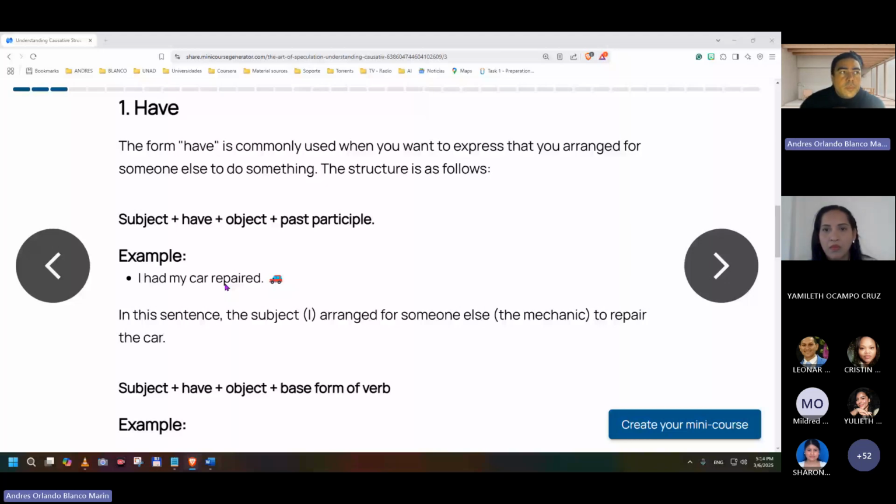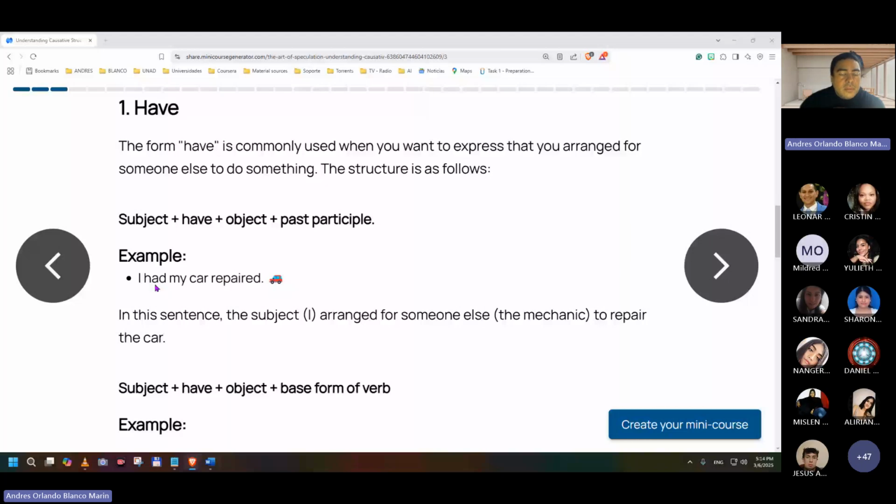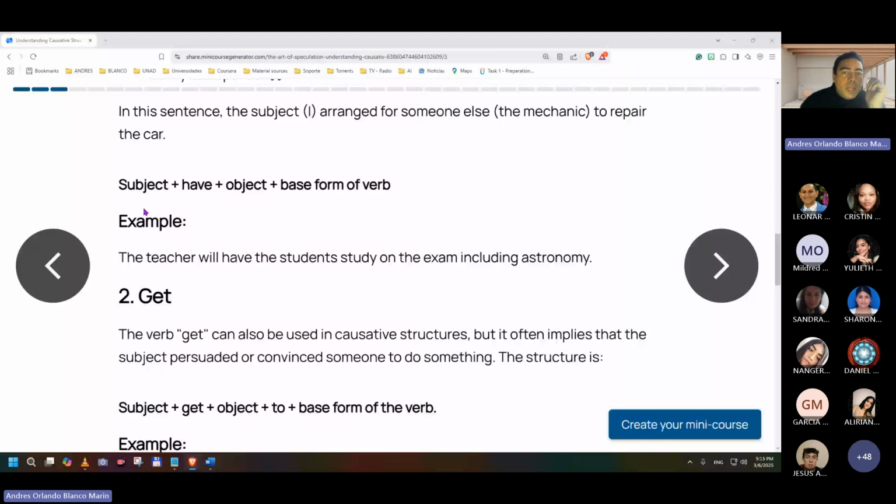But this is not a past perfect because of the structure. There's an object in the middle of the structure. So what are we doing here? We are using have as a causative verb. I arrange that someone repair my car, right? Subject, have, object, plus base form of the verb.